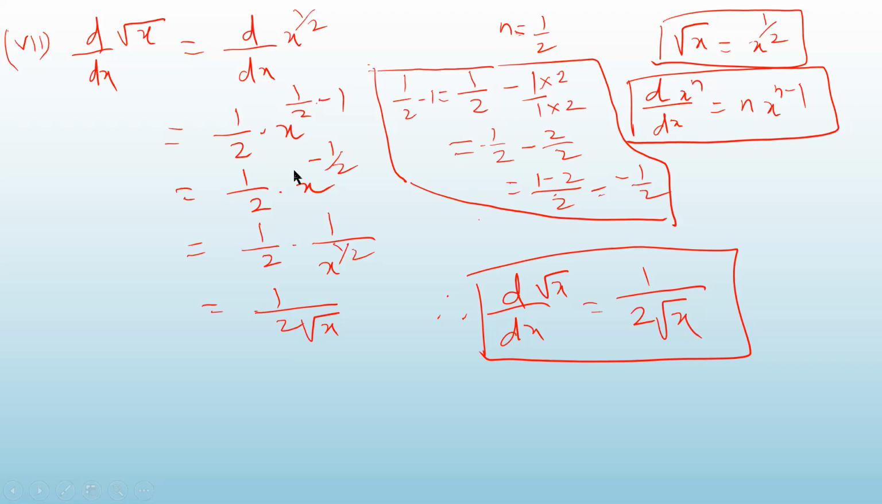Now we will convert this negative power into positive power. What is the formula? x to the power minus n is 1 upon x to the power n. With this formula, I convert this negative power into positive, so it becomes 1 upon x to the power half. Then finally, in place of x to the power half, you put root of x. So what we got: derivative of root of x is 1 upon 2 root x.